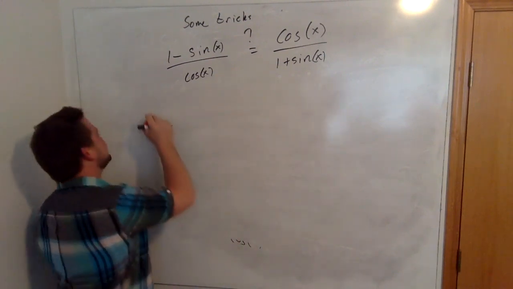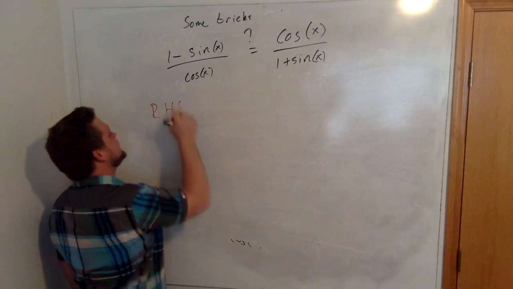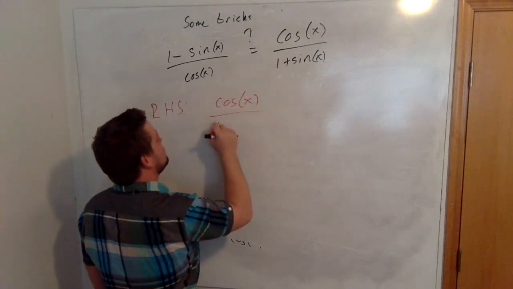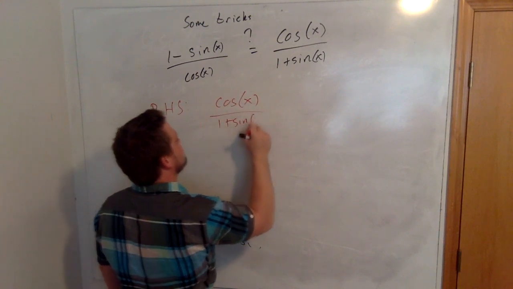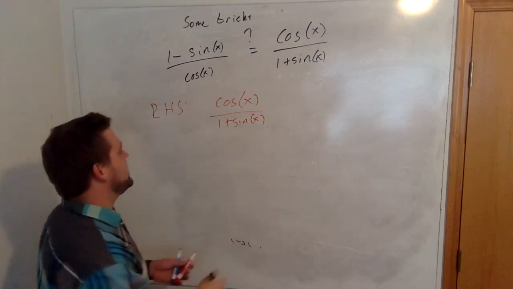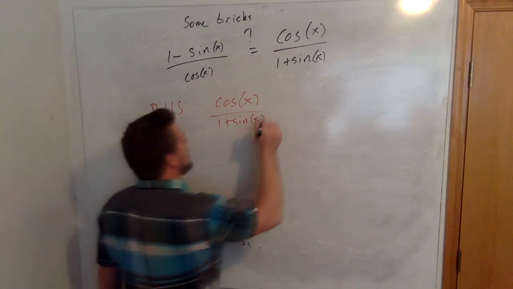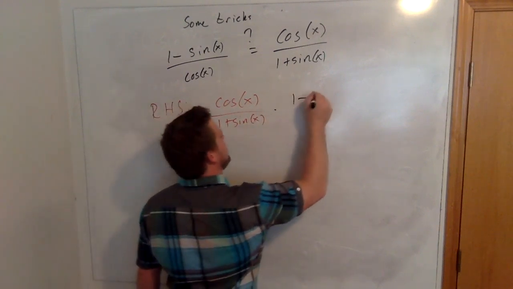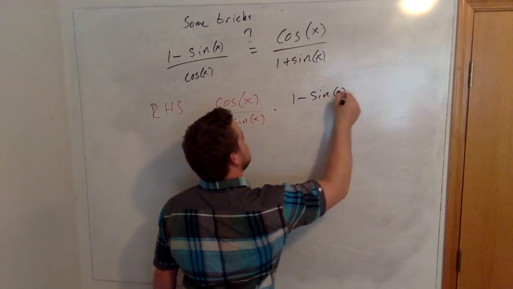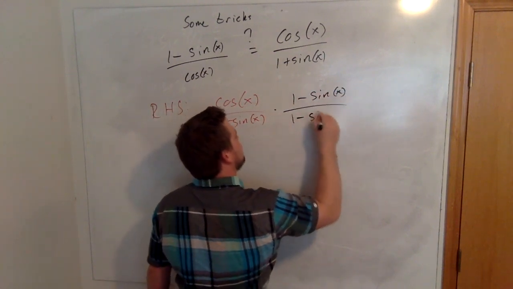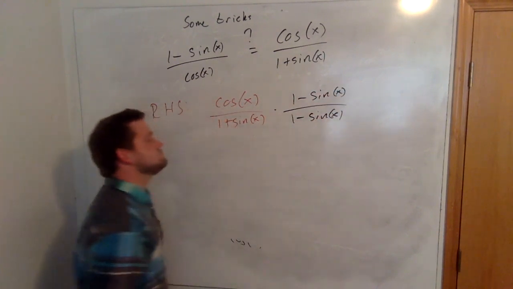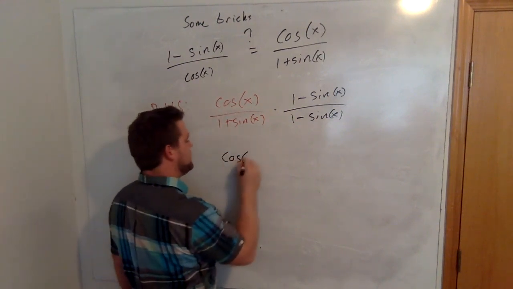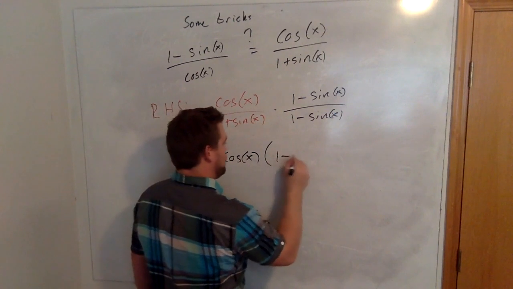Okay, let's start with the right-hand side. We get a cosine of x over a 1 plus sine of x. Okay, I wish I had a 1 minus sine squared. So let's multiply by the conjugate. How about a 1 minus sine of x all over a 1 minus sine of x? In the numerator, we'll get a cosine of x times a 1 minus sine of x.